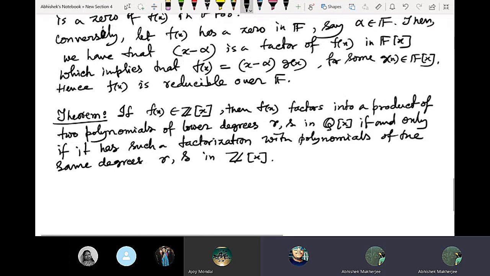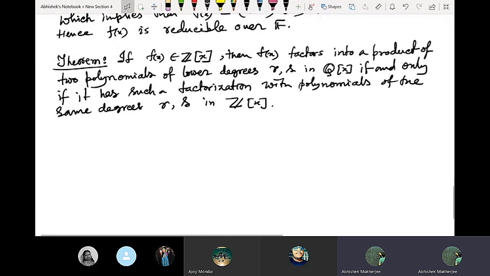That is, if we can factor fx into two polynomials of lower degrees r, s in Qx, that is over the field of rationals, then if and only if it has a factorization with polynomials of the same degrees, the degrees will be same, but having coefficients over the domain of integers. So let us prove this theorem.